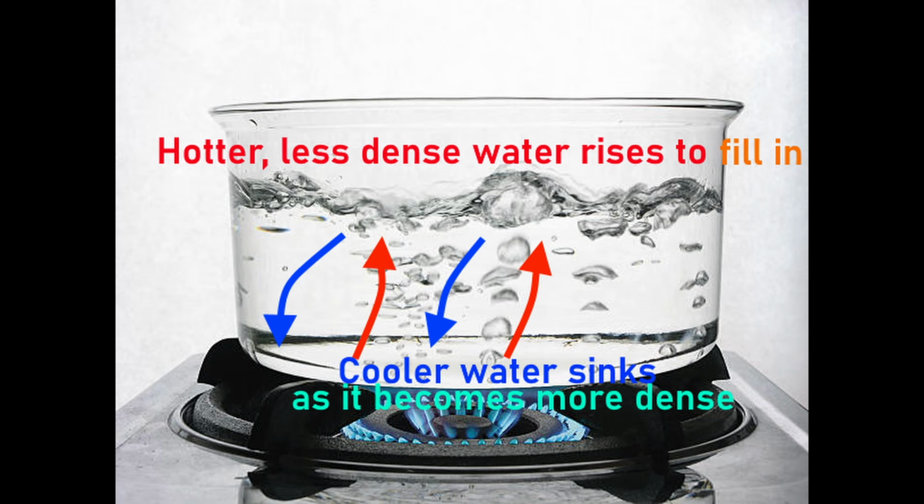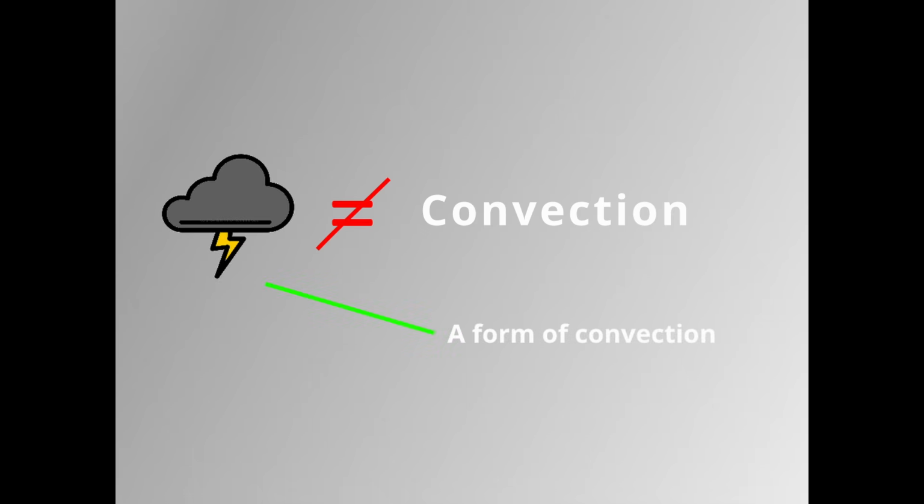Atmospheric convection works similarly, except you'd need to replace the water from this example with air. The terms thunderstorm and convection are often interchanged in error. The truth is that thunderstorms are only one type of convection. Oceanic convection, sea breezes, and thunderstorms are three good examples of convective forces in action.